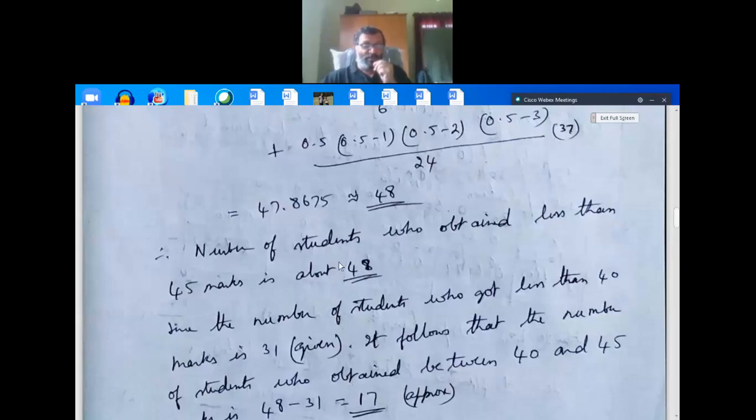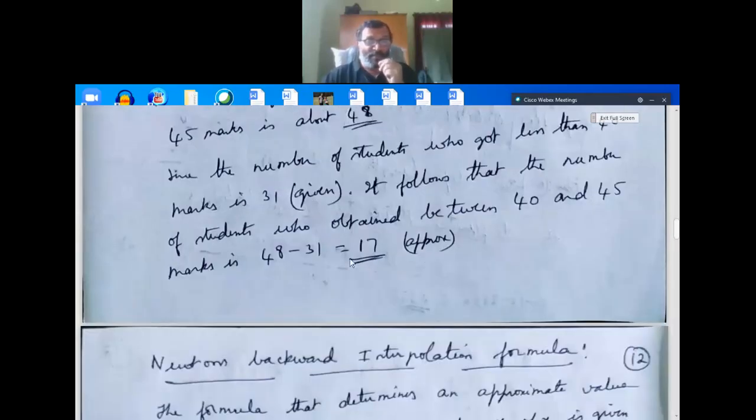Number of students less than 45 is 48. Number of students less than 40 is 31. So the number of students who got in between 40 and 45 marks is 48 minus 31, so it is 17 approximately. This is the answer for the last problem in Newton's forward interpolation formula.